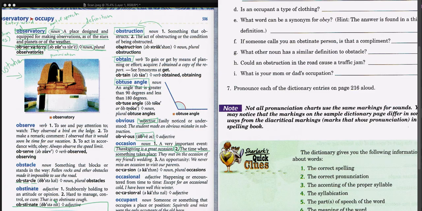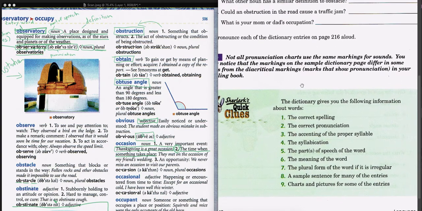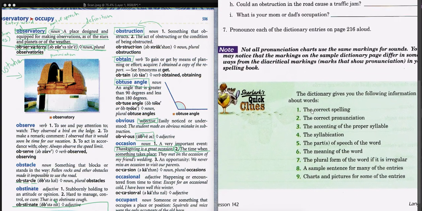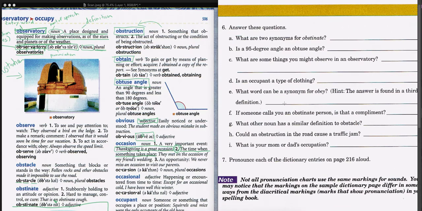Number 7, pronounce each of the dictionary entries on page 216 aloud. So you're just going to read all these words that are in blue. And here's a note here, and just some clues. So that's about it for these few pages.